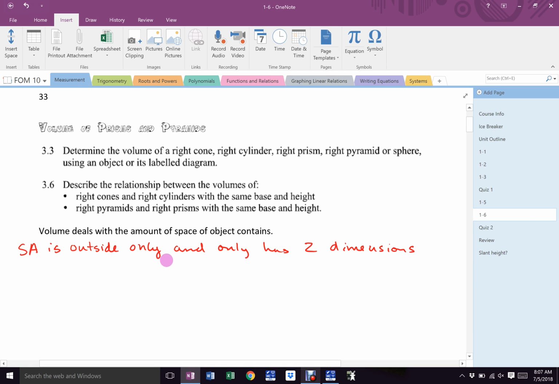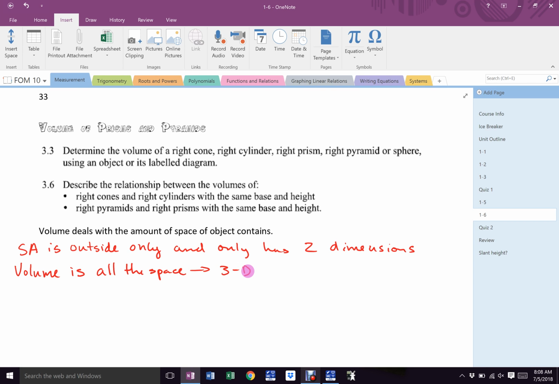So surface area is outside only and only has two dimensions because we only care about the amount of space visible on the outside. Volume is all the space. So therefore, it is 3D.